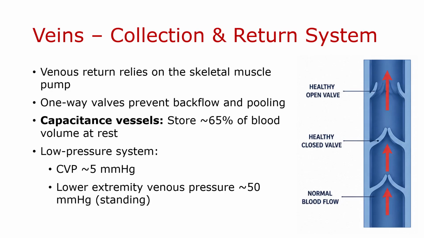Central venous pressure averages about 5 millimeters of mercury, while venous pressure in the lower extremities can approach 50 millimeters of mercury when standing. This highlights the importance of the skeletal muscle pump during walking.